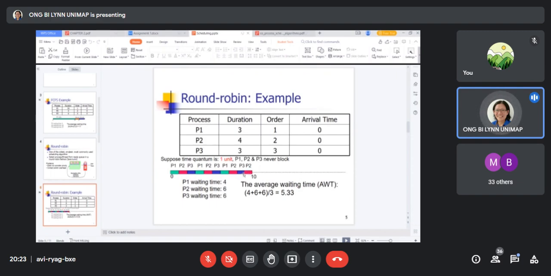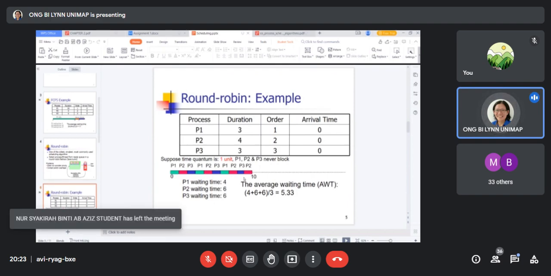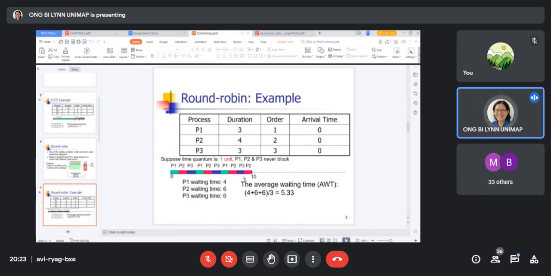P3 is finished at unit 9. 1, 2, 3, 4, 5, 6, 7, 8, 9. It finished at 9. You see the blue color ends at 9 seconds. Blue color, it finishes at the 9th second. So it finishes at 9, minus itself, 3. So 9 minus 3, you get 6. Can you see that? Okay, thank you.